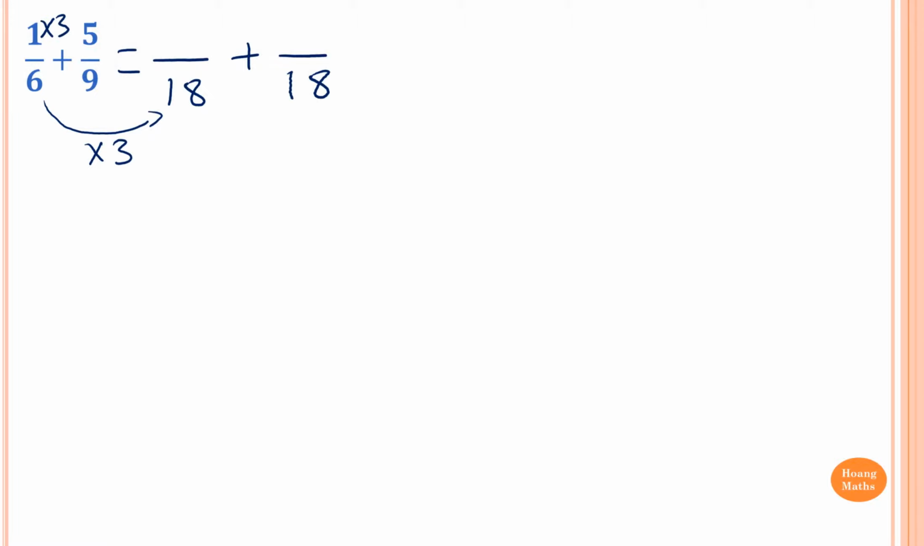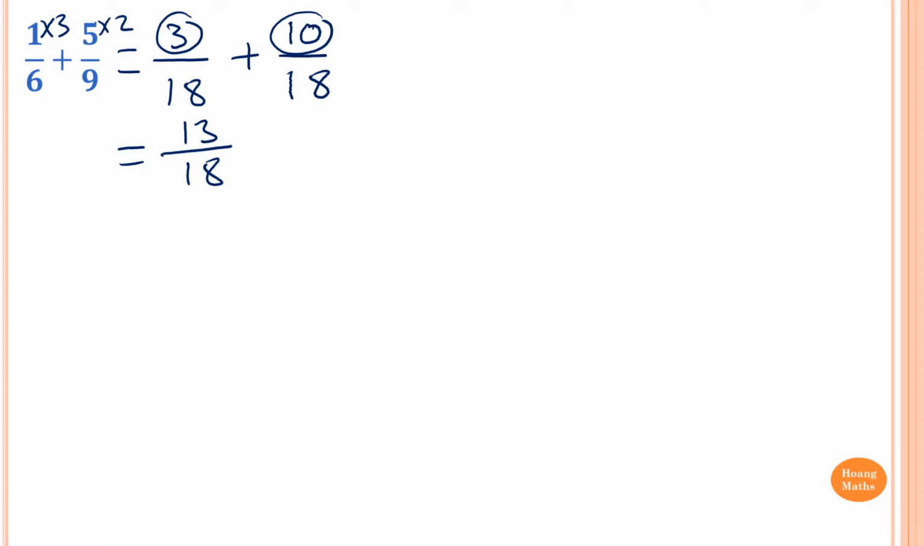So 1 times 3 is 3. Now from 9 to 18 is times by 2. So the top times 2 as well. So 5 times 2 is 10. Now we just add the numerators, just the top, because the bottom is the same now. So 3 plus 10 is 13. So the answer is 13 over 18.